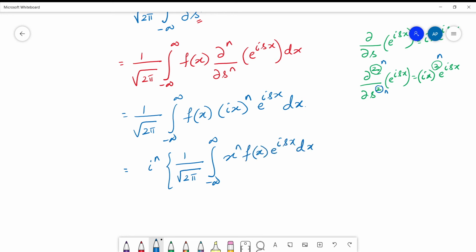Now this is what remains. Isn't it so? Now if there was no x power n, this would have been just the Fourier transform of f of x.